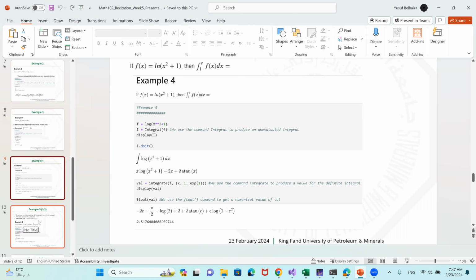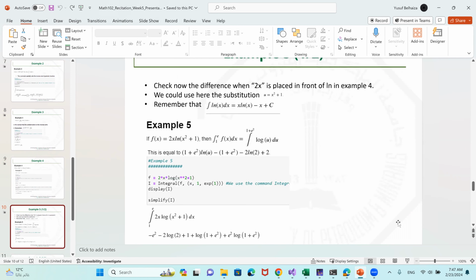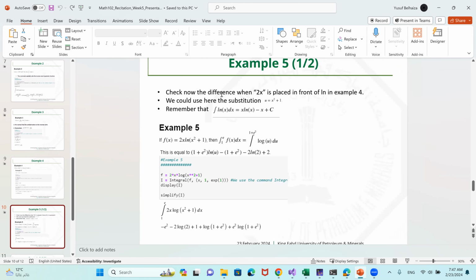Okay, we'll move to example 5. In example 5, what do we have? We modified example 4 a little bit, and we'll check now the difference when 2x is placed in front of ln in example 4. And here it reaches back to week 4 material, where we could use the substitution u equals x squared plus 1. So the objective of this modified problem is to combine week 4 material with week 5.